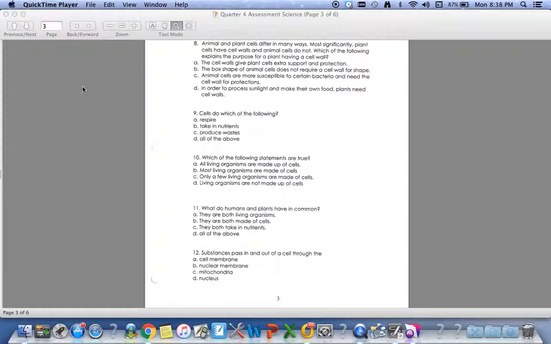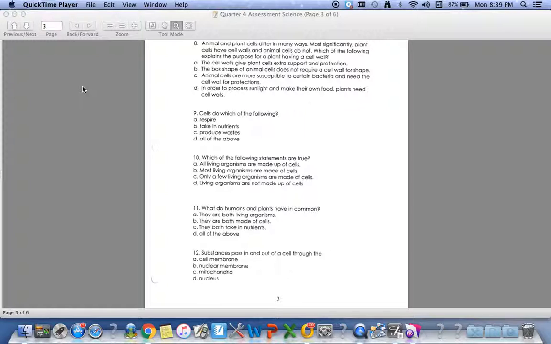Number 9. Cells do which of the following? A. Respire. B. Take in nutrients. C. Produce waste. D. All of the above. Number 10. Which of the following statements are true? A. All living organisms are made up of cells. B. Most living organisms are made up of cells. C. Only a few living organisms are made of cells. Or D. Living organisms are not made up of cells.